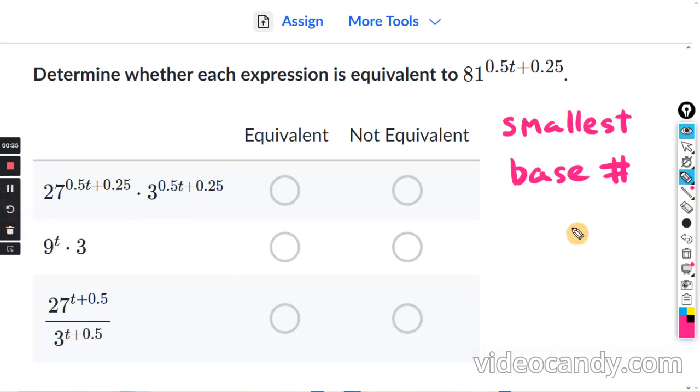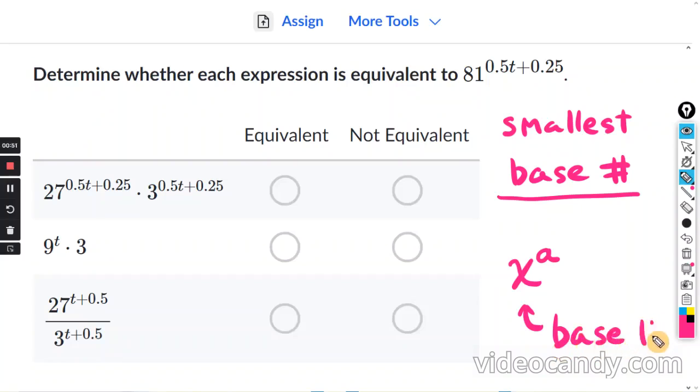And what do I mean by that? Well, if you have a number x, and you raise that to an exponent a, that number x is considered the base number. The base number is the number that the exponent is being applied to. And I think the best way is to convert all of these to the smallest base number.